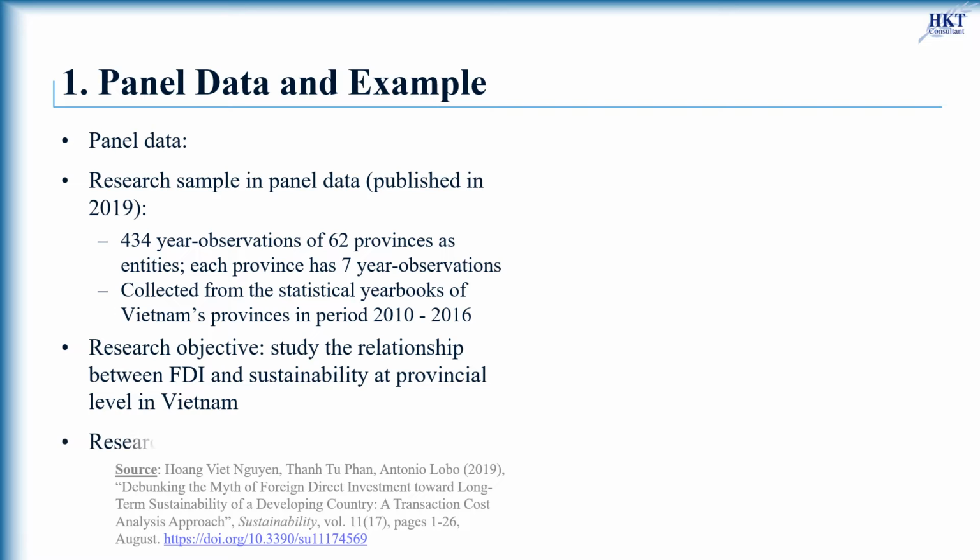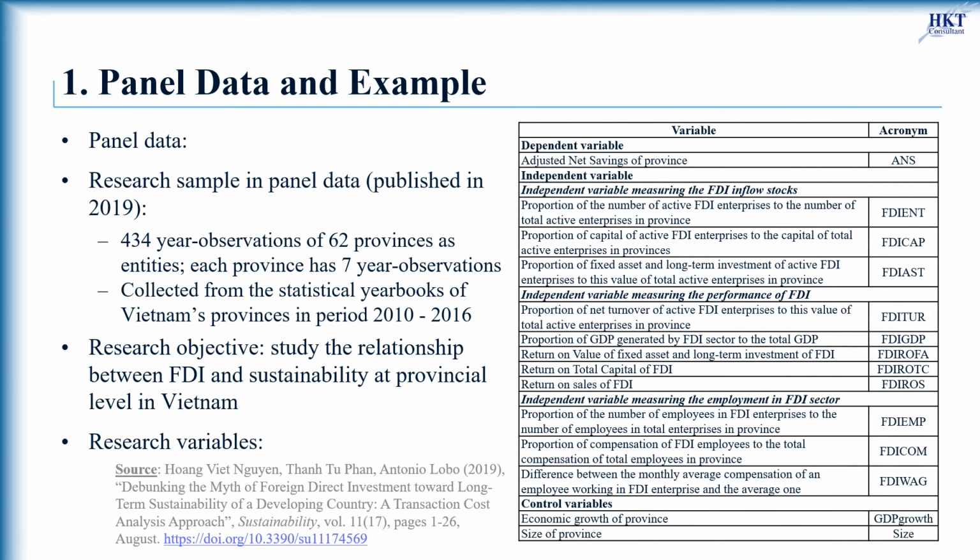Here are the variables of our research, in which the dependent variable is the adjusted net savings that assess the sustainable development of Vietnam provinces. In total, we have 11 independent variables that are distinguished in 3 groups, including 3 variables associated with the FDI inflow stocks, 5 variables associated with the employment in FDI sector, and 3 variables associated with the performance of FDI in provinces. And 2 control variables are size and economic growth of province.